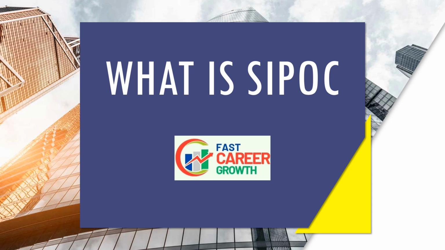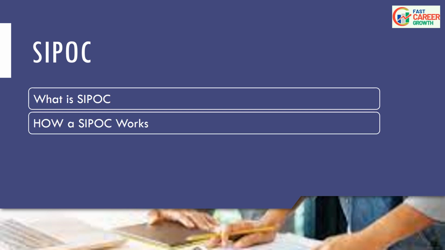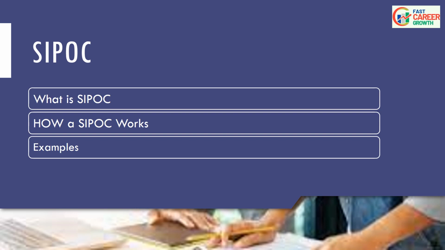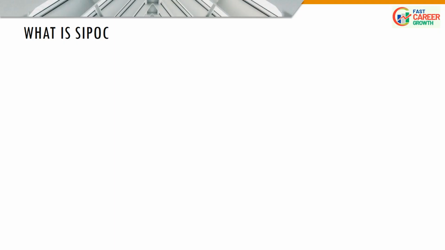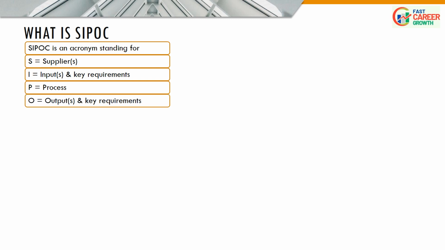Today we will discuss what is SIPOC. Here we will cover what is SIPOC, how a SIPOC works, and a few examples of SIPOC. So let's start. First, what is SIPOC? SIPOC is an acronym where S stands for Supplier, I stands for Input Key Requirements, P stands for Process, O stands for Output Key Requirements, C stands for Customer.